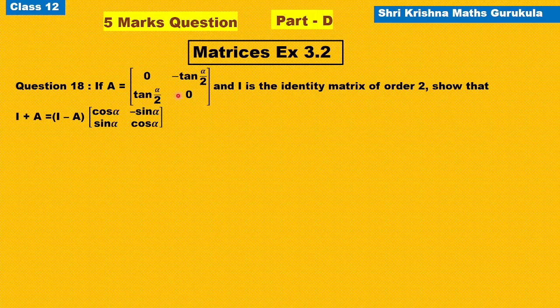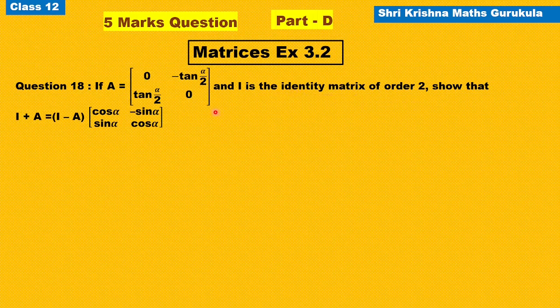If A is the matrix [0, minus tan alpha by 2; tan alpha by 2, 0], which is a 2 cross 2 matrix, and I is the identity matrix of order 2, show that I plus A is equal to I minus A into the matrix [cos alpha, minus sin alpha; sin alpha, cos alpha]. Okay, so they say the identity matrix is of order 2.